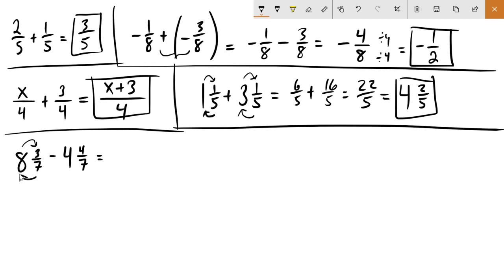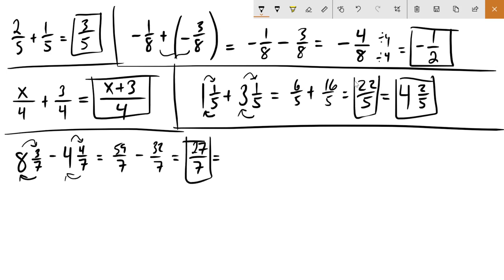So 7 times 8 is 56, plus 3 would be, this would be 59/7. And then 7 times 4 is 28, plus 4, that would be 32/7. So then you just subtract them like normal. So 59 minus 32, that takes you down to what, 27? Sevenths.